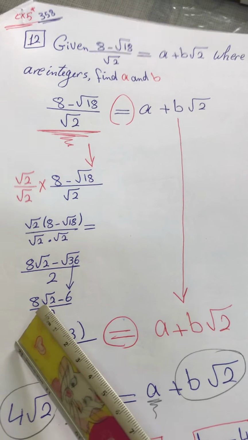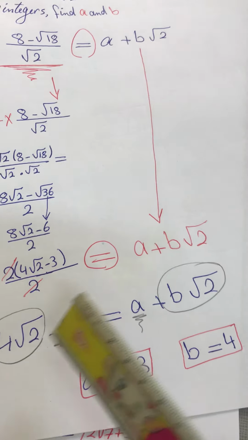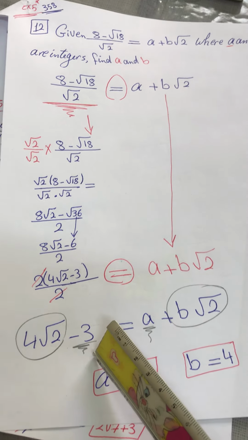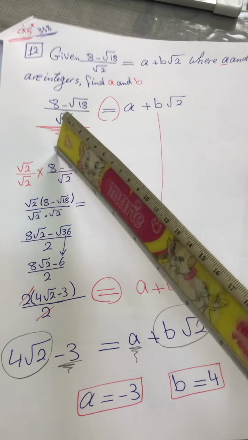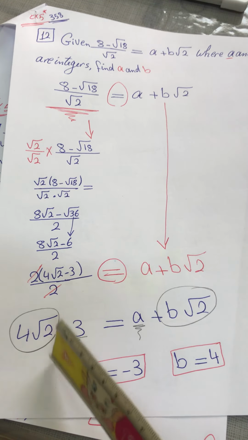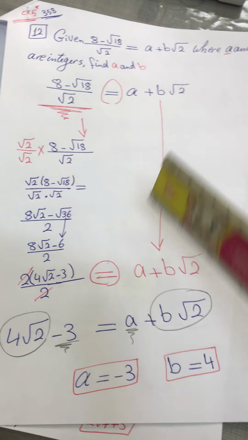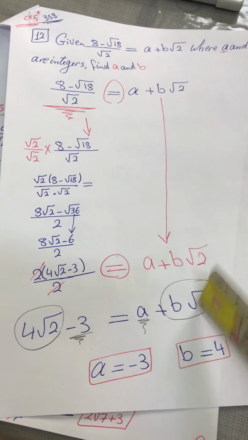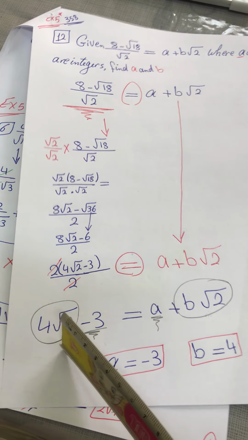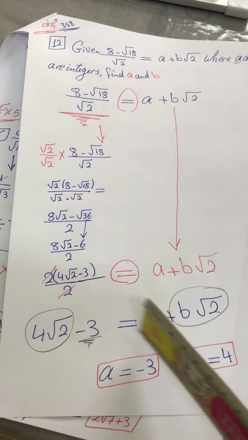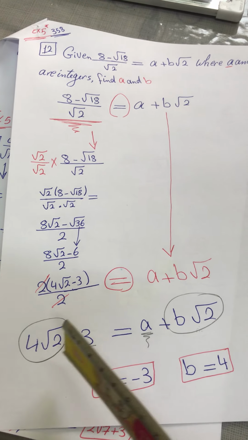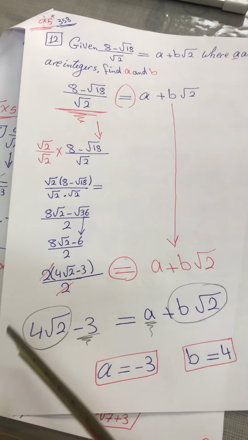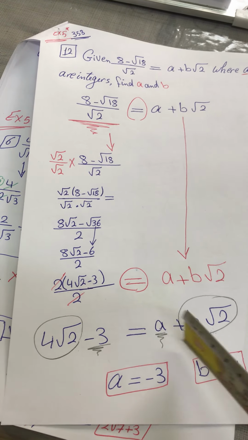Over 2. Cancel 2 with 2. What's left? I have 4 square root of 2 minus 3. He said to me, all this side, I get its answer like this, equal a plus b square root of 2. As you see, b square root of 2 like 4 square root of 2 and a like negative 3. So the value of a is negative 3 and the value of b is 4 because the two sides are equal to each other.